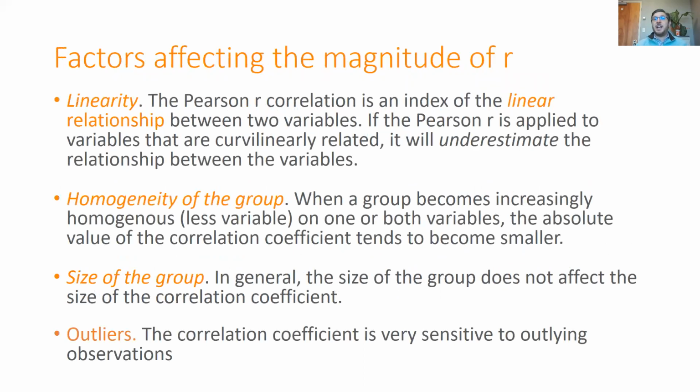So, some factors affecting the magnitude of the correlation. Remember, Pearson's r examines the linear relationship between two variables. If the actual relationship is curvilinear or monotonic, Pearson's r will tend to underestimate the relationship between the two variables. The homogeneity of the group matters too: as groups become less variable, the value of the correlation tends to become smaller. We'll show an example of this in a little bit. The correlation is also very sensitive to outlying observations, and we'll show an example of this in a minute too. But generally, the size of the group doesn't affect the size of the correlation.